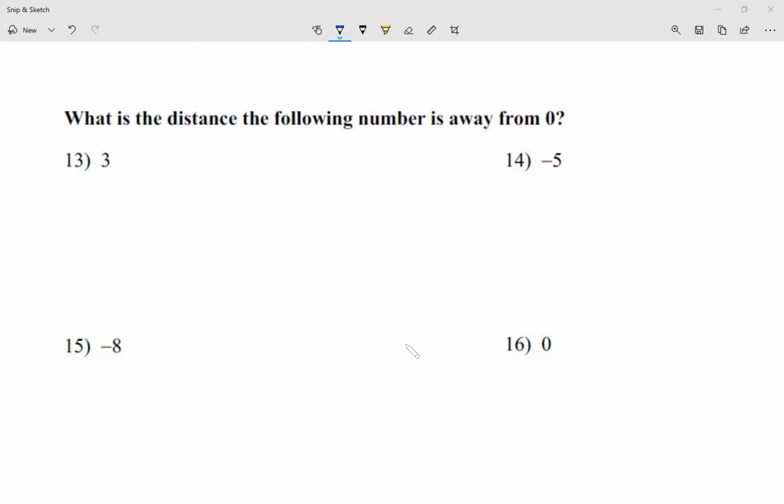So we're going to be looking at the distance from 0. The instruction would be, what is the distance the following number is away from 0? For this, let me draw my number line.